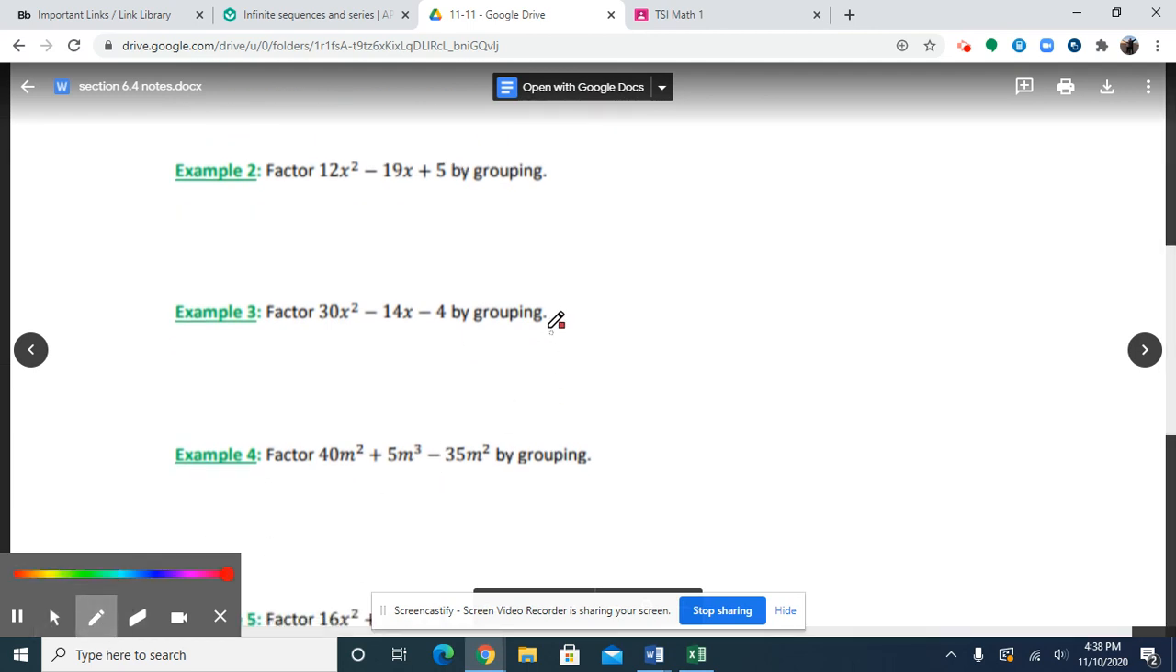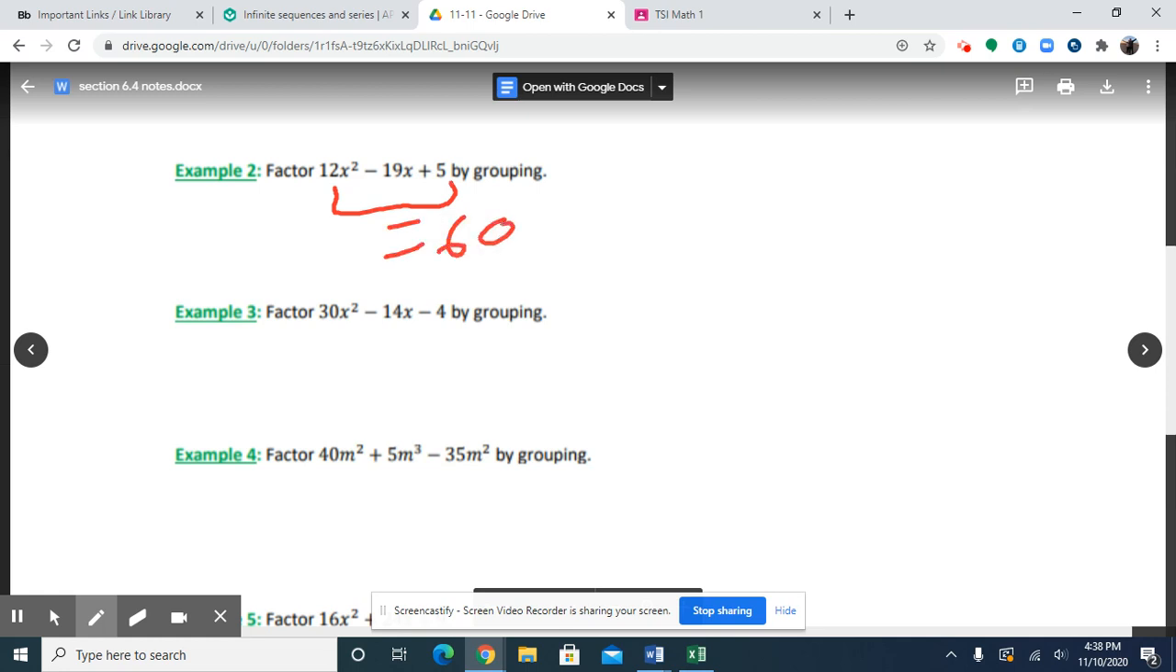Okay, so in our next example, 12x squared minus 19x plus 5. Again, we're going to look for something that we can factor out right away. And in this case, we really can't. So we're just going to go straight into multiplying 12 times 5, which again would equal 60. Now we want two factors of 60 that will add up to negative 19, but multiply to 60.